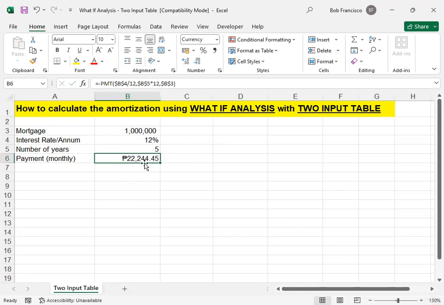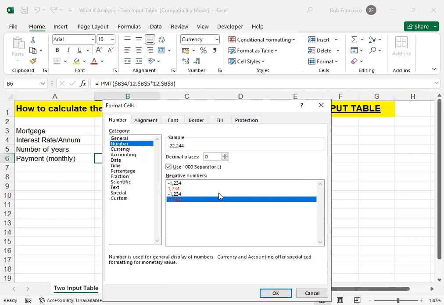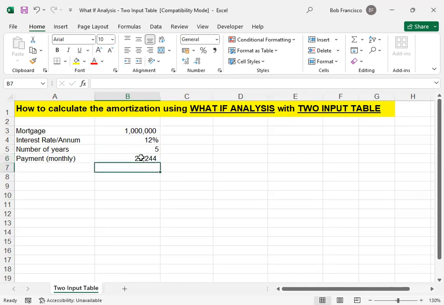so it says here peso, but it could be something else, some other currency. So I'm gonna remove the currency. It could be an Indian rupee, or a Pakistani rupee, or something else. So anyway, I'm gonna remove this one, or I can say just number, then click OK.